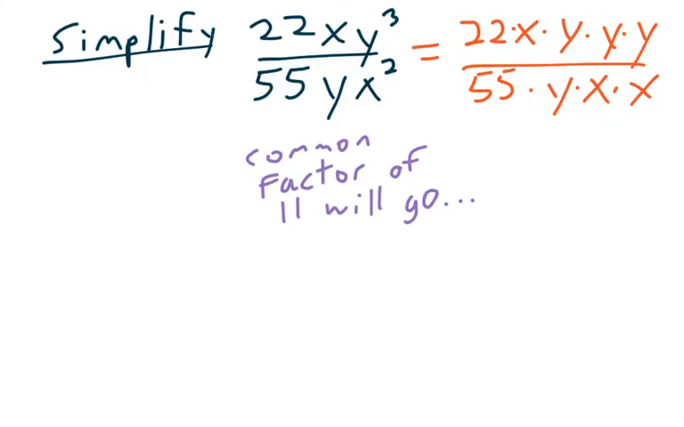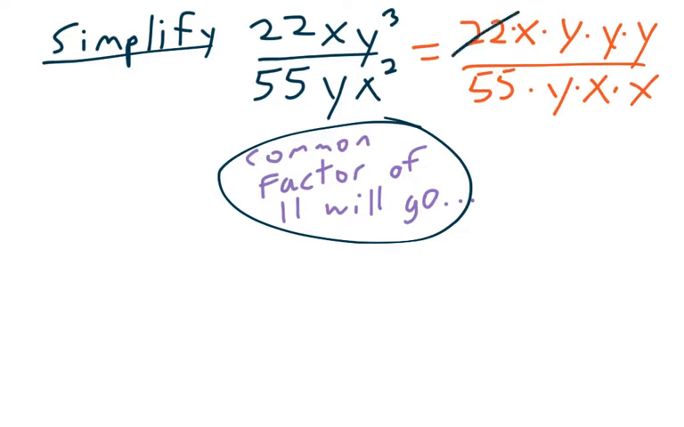So here's what I'm asking. My common factor of 11 will go, and I'm going to mark off the 22. It will go into 22 2 times. 11 will go into 55 5 times. And I can keep asking that question. Do I have a common factor of 2 and 5? If I did, I would see how many times it would go into each of those, and I'd rewrite the number. But I'm done. 2 and 5 don't have any other common factors.